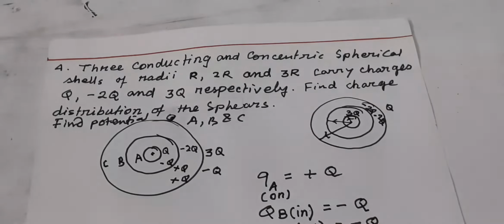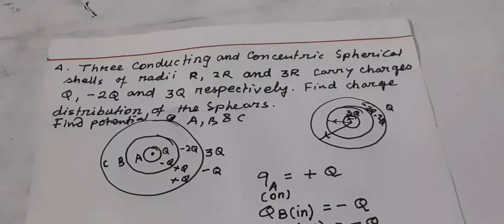Charge on shell A will be only plus q. Charge on the inner surface of shell B will be minus q, and the outer surface will again be minus q, because minus twice q charge is given there. Just go through this, that's why I have given this problem, so that you can clarify with other problems how it is coming.